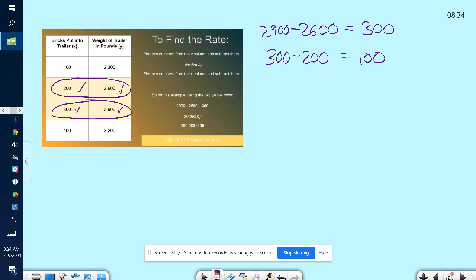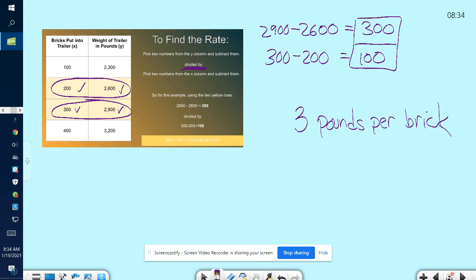It says pick two numbers from y, then pick two numbers from x, and then divide them. It says divided by right here. So 300 divided by 100, the answer to this is 3 pounds per brick. So in this question, the rate represents the number of pounds per brick.